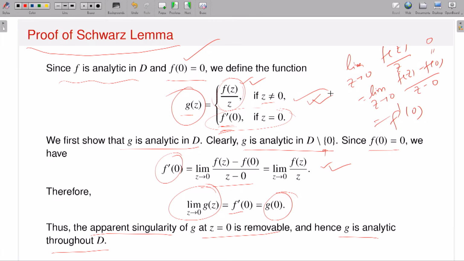So given the fact that f is analytic from D to D with f of 0 equal to 0, if I define this auxiliary function g of this form, f(z) divided by z if z is non-zero and f prime of 0 if z is equal to 0, then one can easily conclude that g is analytic on the full domain D. That is the first step.